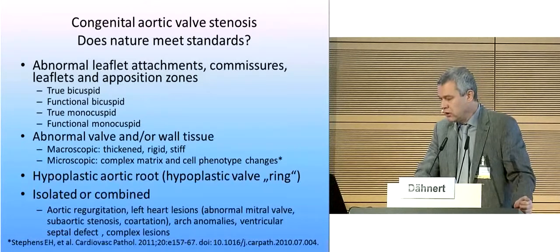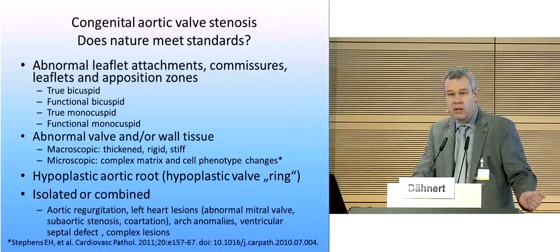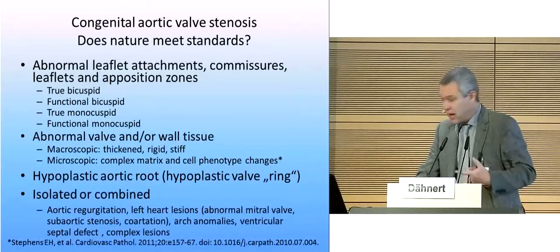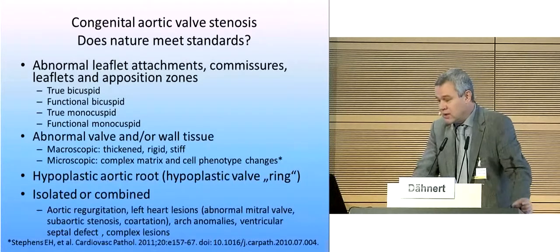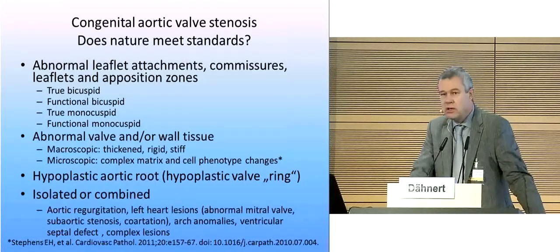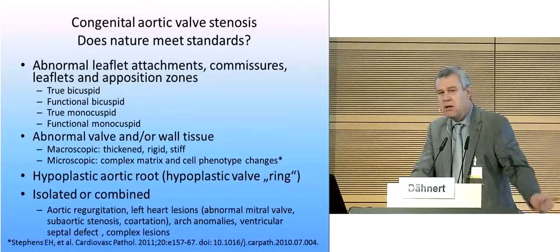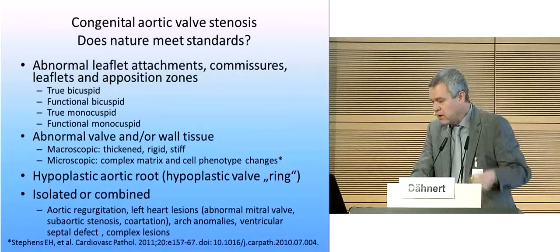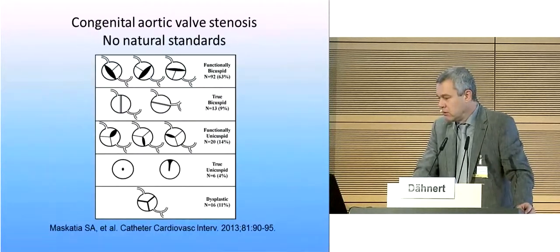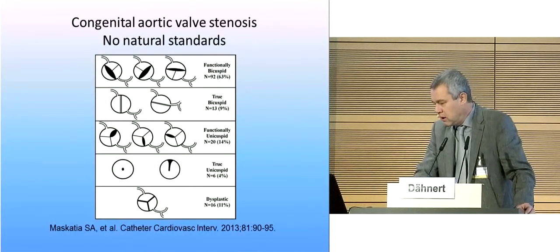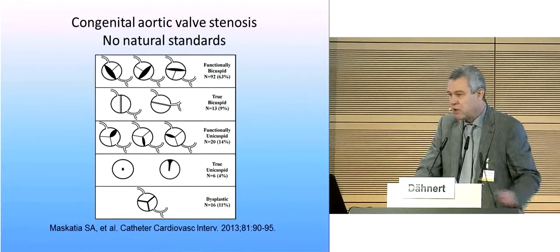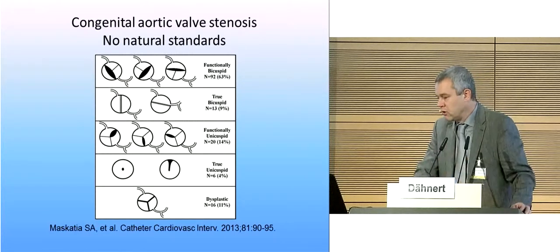Sometimes the aortic root is hypoplastic. We call it a hypoplastic valve ring, but we learned in the morning there is no such thing as a ring. Sometimes it's an isolated lesion, sometimes the lesion is combined with a lot of different problems, and every combination of two things makes a different problem. So here is a picture about the type of opening. You see there are 10 types only in this picture, and not two patients look alike. So nature doesn't give standards for the lesion.